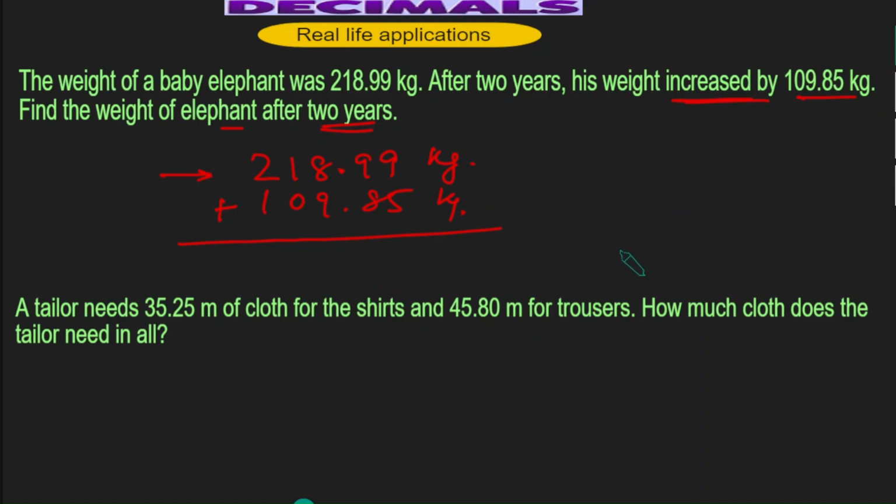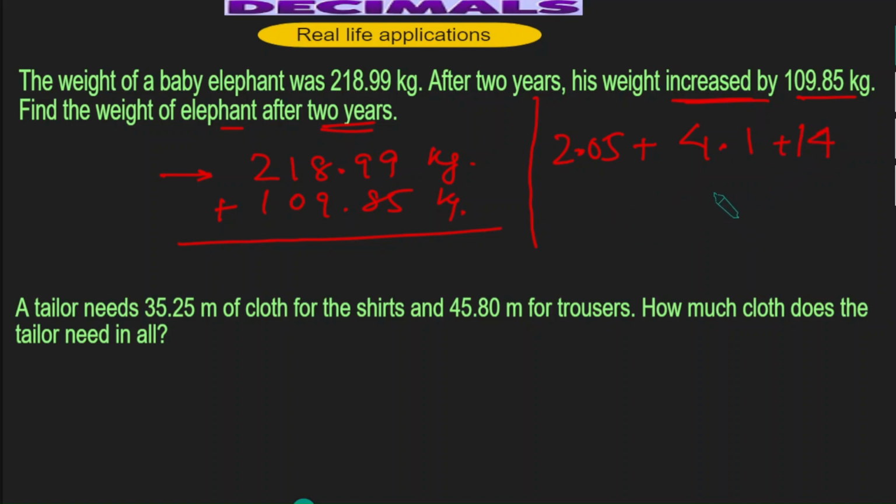We write the numbers in a form like this. Suppose we have to do addition: 4.1 and 2.05. Suppose we have a number to add, 2.05 plus 4.1, and also suppose we write here 14. How do we add them?